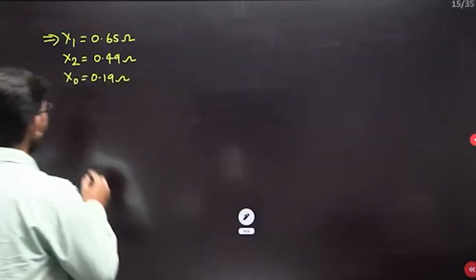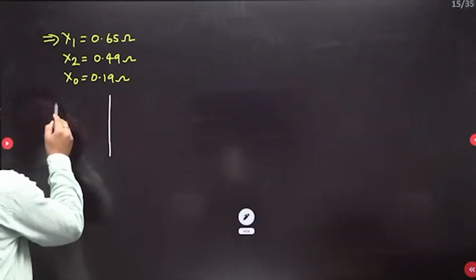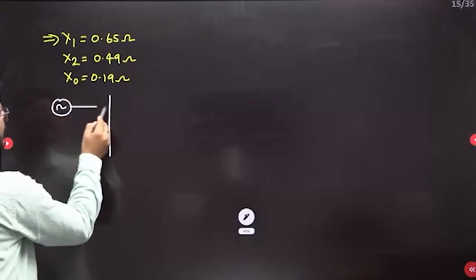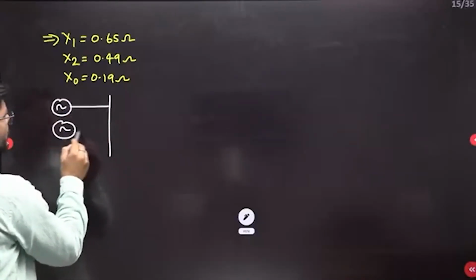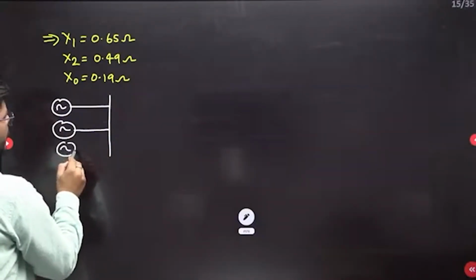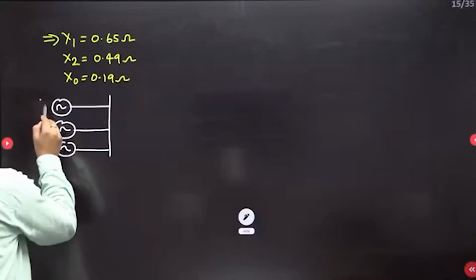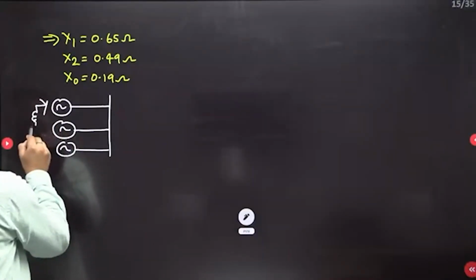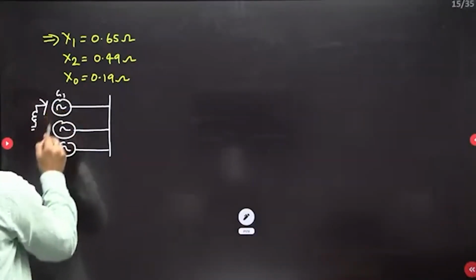Now what has been given to us is that the alternators are connected in parallel to a common bus bar like this. Okay. And this alternator has its neutral grounded, G1.